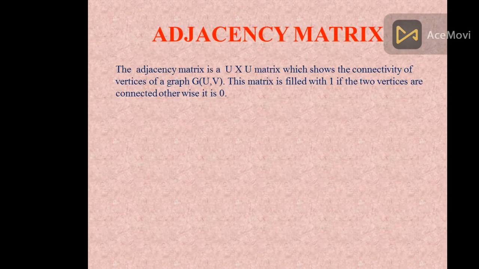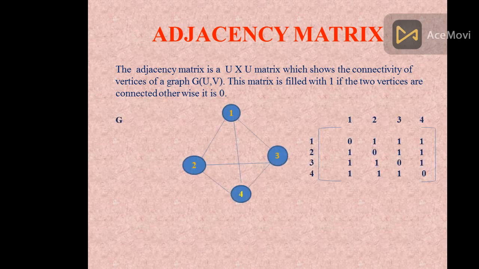First we will see adjacency matrix. As I said before, the adjacency matrix is a square matrix. The rows and columns correspond to the number of vertices. This matrix is filled with the entries 1 and 0. If the vertices of a graph have connectivity, then the corresponding entry will be 1. If they don't have connectivity, the corresponding entry will be 0. We will see this by an example.